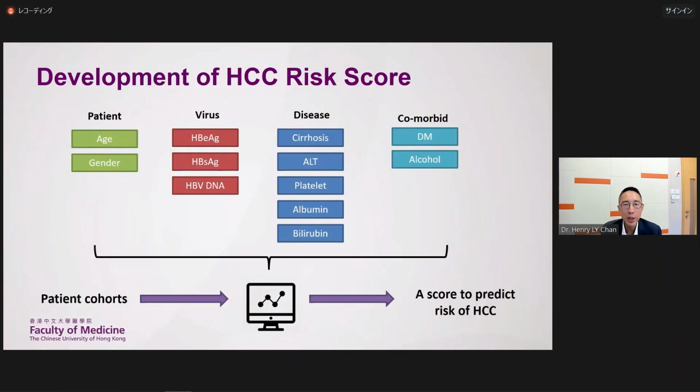Now, because of all these complicated interactions and assessment, some investigators try to develop simple scores to assist doctors to assess patients' HCC risk. So what they have done is that they try to collect their own longitudinal cohorts in the hospital. Normally, there will be more than 1,000 patients, and they put all the baseline variables into their computer and find out some independent risk factors of HCC. And from that, and also the weight of these factors of liver cancer, they will derive some score to predict the risk of HCC over time. So these are the risk scores that people are using nowadays.